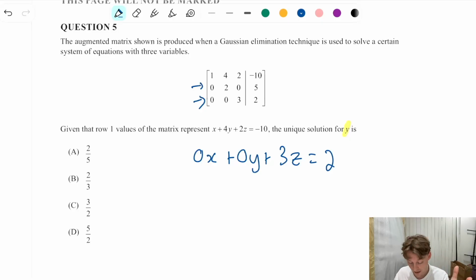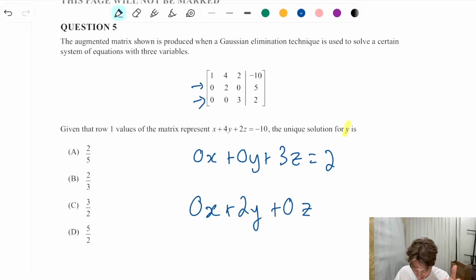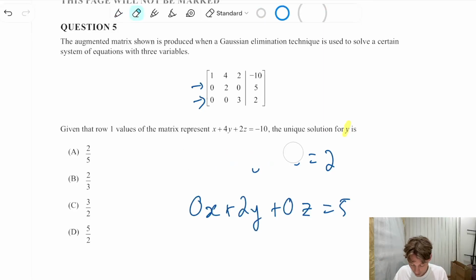I can find z very easily, okay? My middle row is 0x plus 2y plus 0z is equal to 5. So I'm going to use my second row. I don't even need to know the solution of z. I can not worry at all about my bottom row because I don't need that information. I'm just trying to find the value of y.